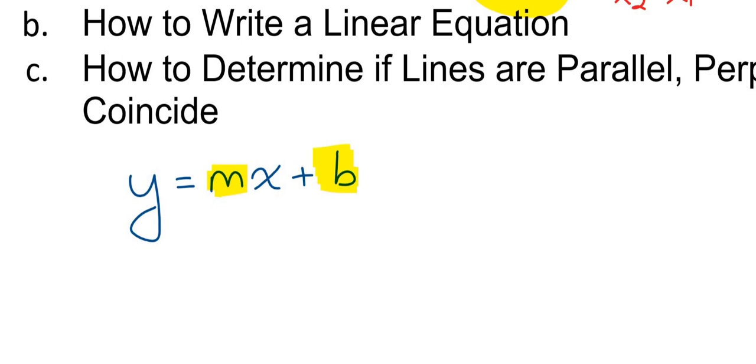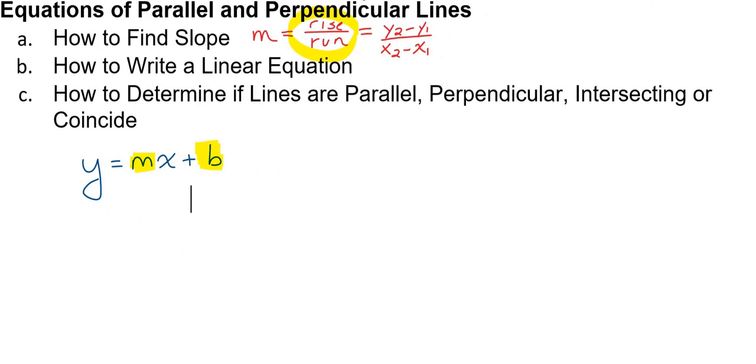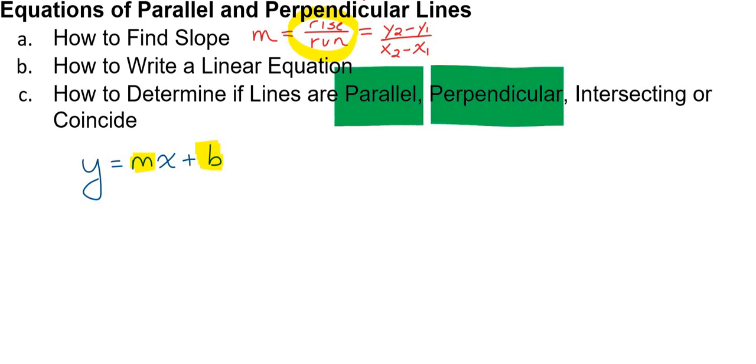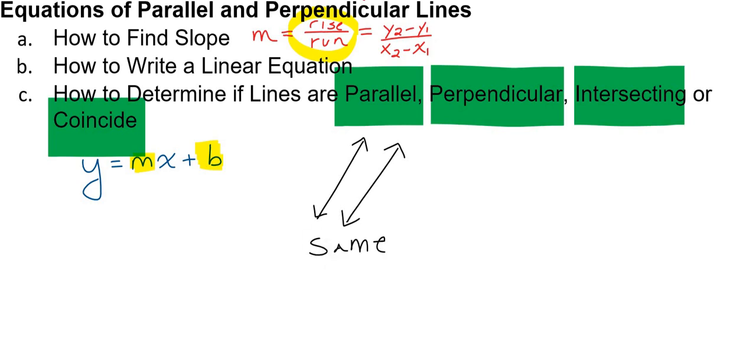And lastly, C tells you that you should know how to determine if lines are parallel, perpendicular, intersecting, or coincide. Parallel, perpendicular, intersecting, or if they just coincide. If lines are parallel, like this, on a graph, that means they have the same slope. Their slopes are the same. Same slope.